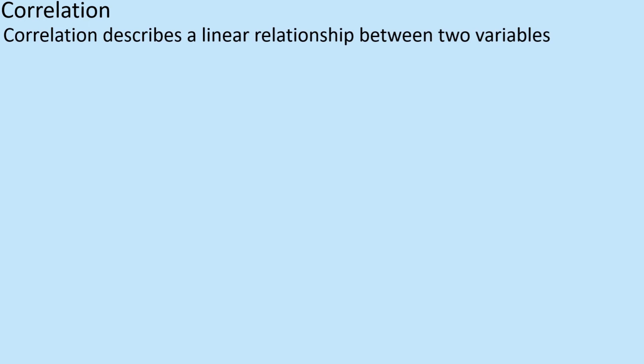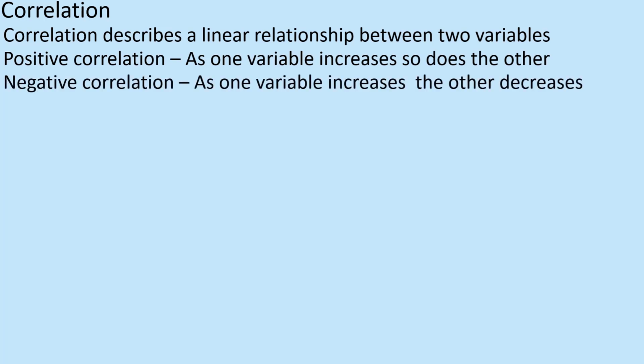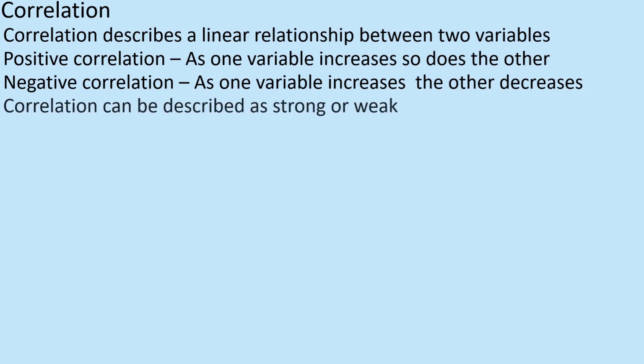All right, this is the bit where we're getting to, and we're talking about correlation. I've mentioned it a couple of times. Correlation describes a linear relationship between two variables. So it's either going to be positive, i.e. goes up together, or negative, that means one goes up, one goes down. Positive correlation, as one variable increases, so does the other, and negative, as one variable increases, the other decreases. That's what I've just said.